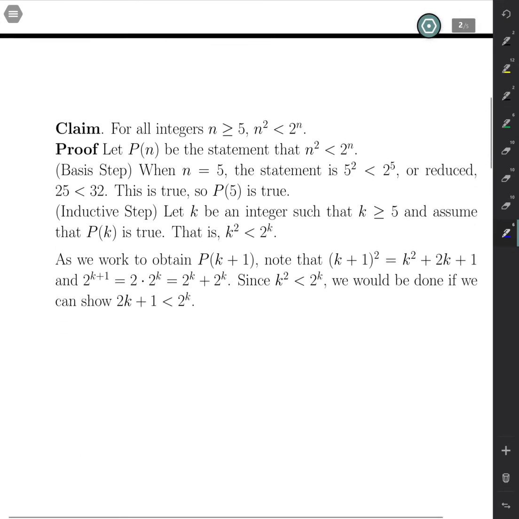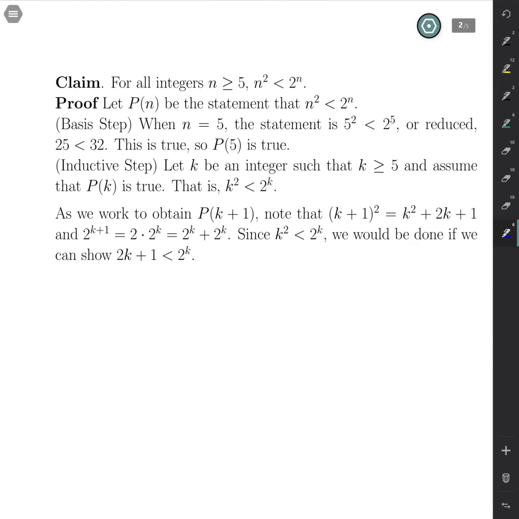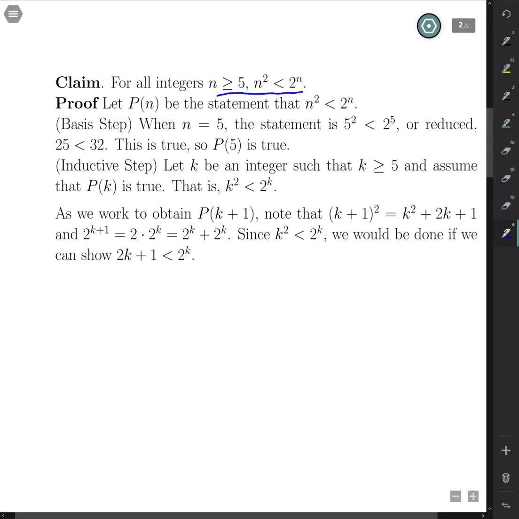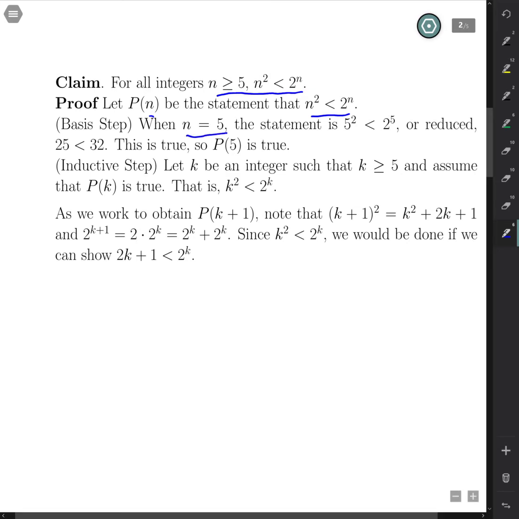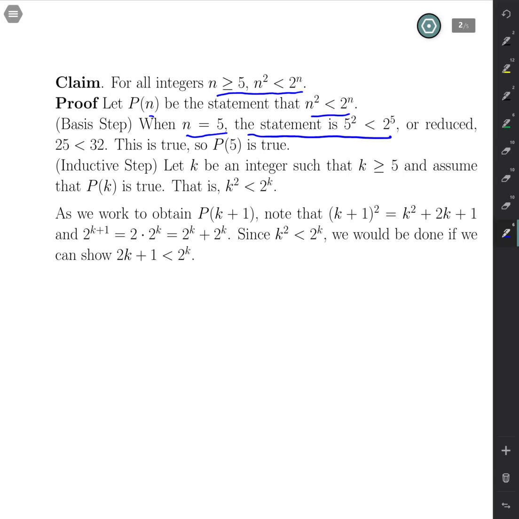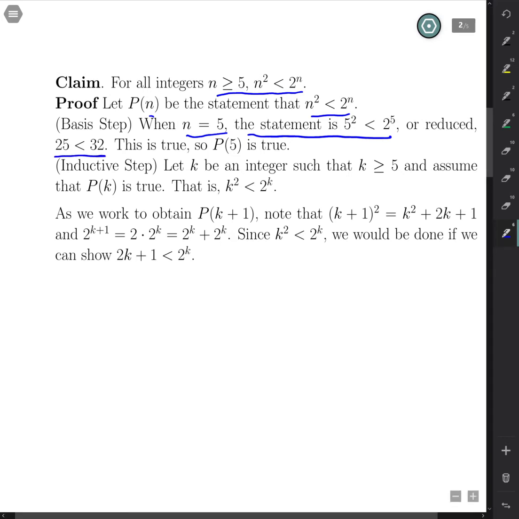So our claim is that for all integers n greater than or equal to 5, n squared is less than 2 to the n. And as usual, we'll identify the statement: let P of n be the statement that n squared is less than 2 to the n. The basis step this time will be the step when n is equal to 5, in which case the statement is 5 squared is less than 2 to the 5th. If we calculate that, the statement is 25 is less than 32. That is indeed true, so P of 5 is true. So that completes our basis step.